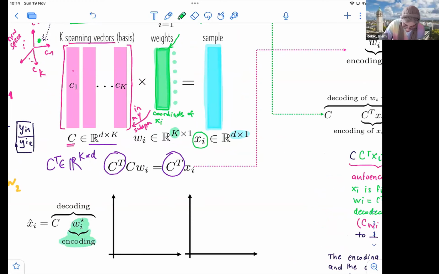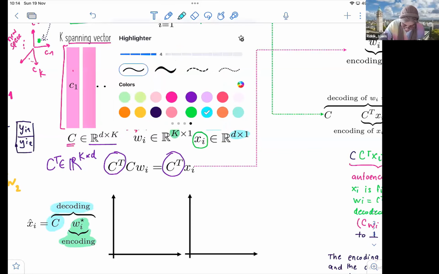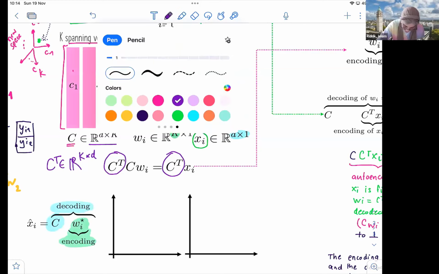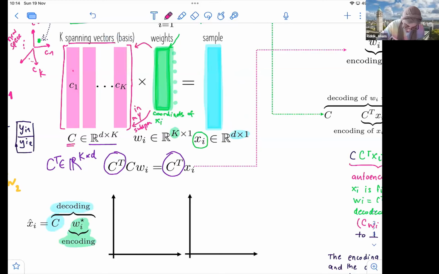And then when we multiply it by C, we actually decode it by the new basis. So in this case, this vector right here, in this simple representation, we call it the encoding of sample xi, which is wi. And then when we multiply it back, we decode it into this new space.